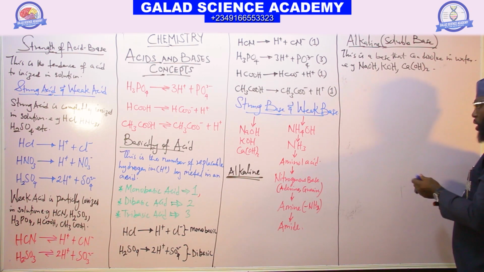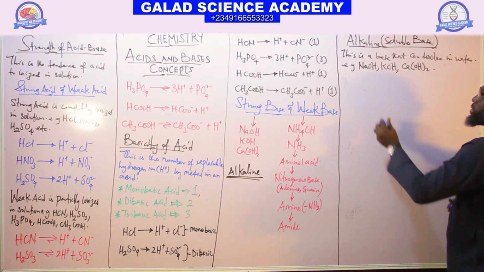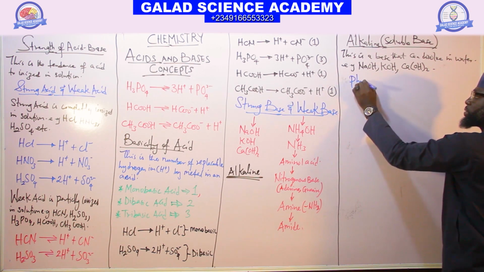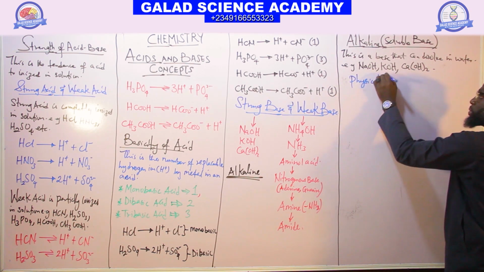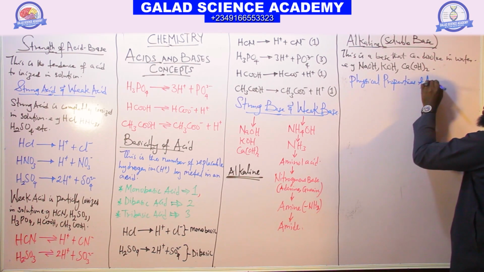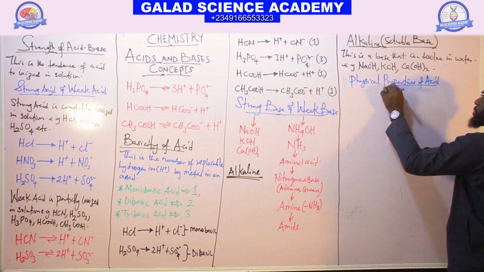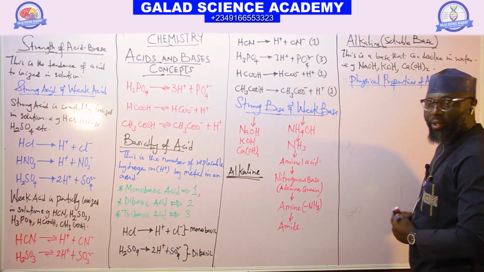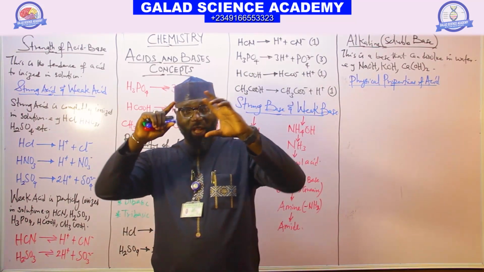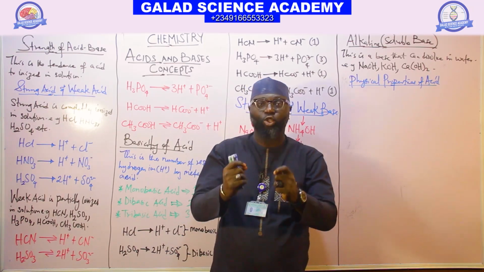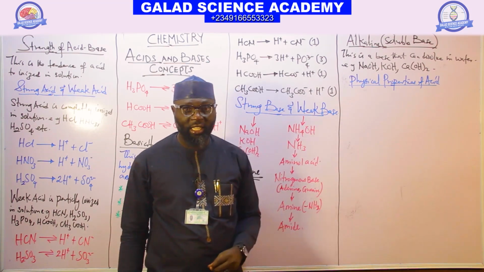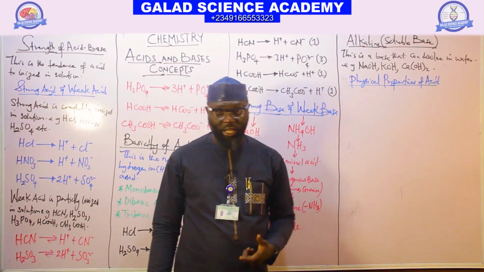Properties of acid. Then we call it what? Physical property of acid. Look at physical property of acid. Physical means what? Things that you can physically see with your two naked eyes are called physical properties of acid. Let us look at acid now. You can see it with our two naked eyes.